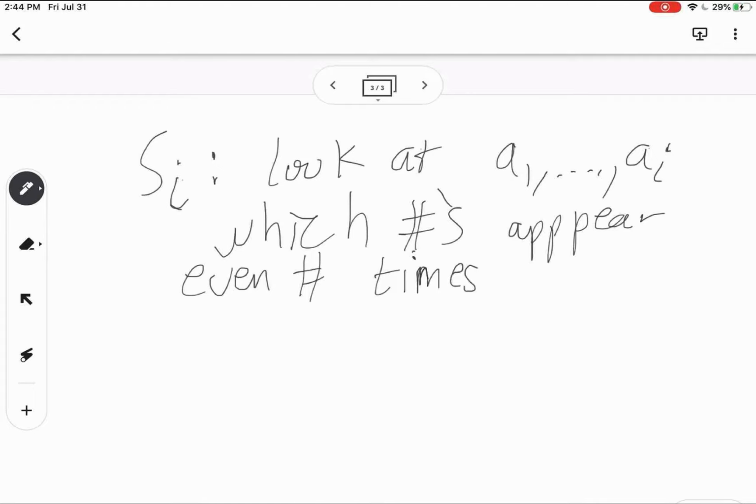Which number appears an even number of times, right? So in total, S of I has 2 to the n possibilities, because each of the numbers 1 through n can either have appeared an even number of times or an odd number of times. So each S_I has 2 to the n possible states, right? And of course S sub 0 would be everything has appeared an even number of times, because nothing has appeared yet.